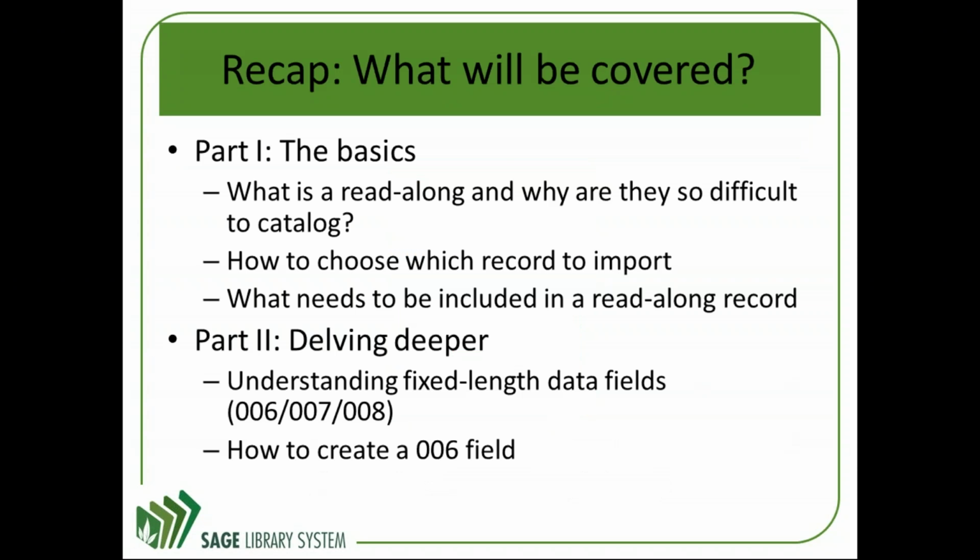There we go. Just a little recap of what we covered last time and what we will be covering this time. Last time we started out with some of the basics of what a read-along is, and we talked about what makes cataloging read-alongs so challenging. We spent a lot of time talking about how to choose a record to import, and how even that can be very difficult when dealing with read-alongs.